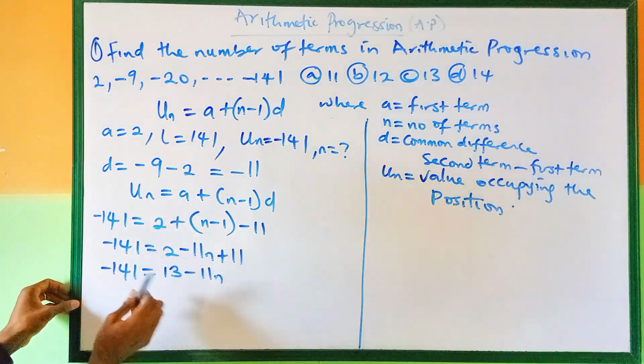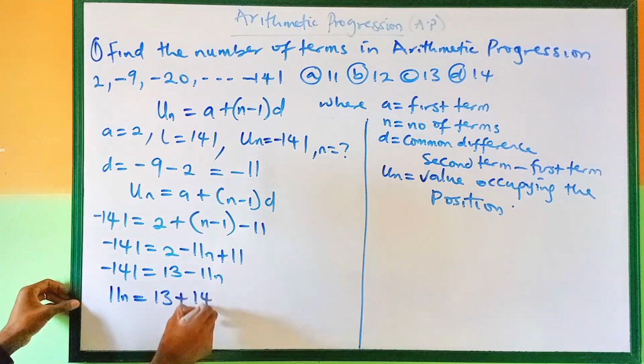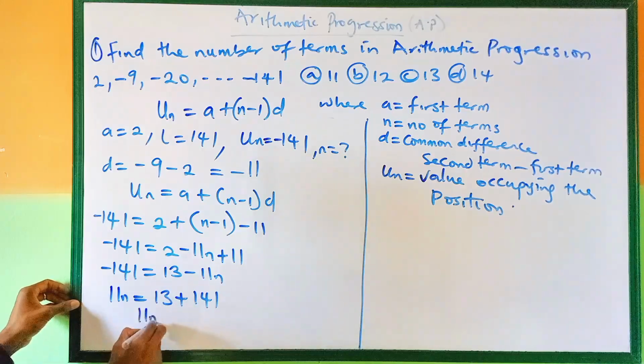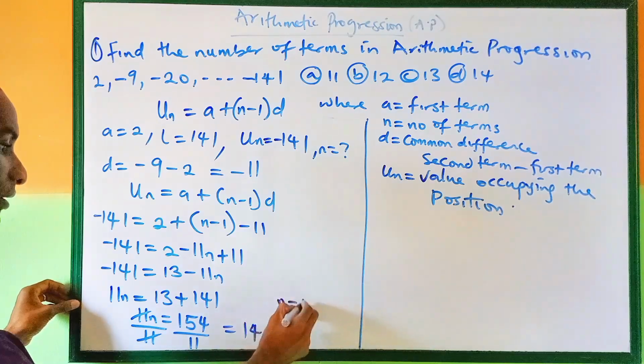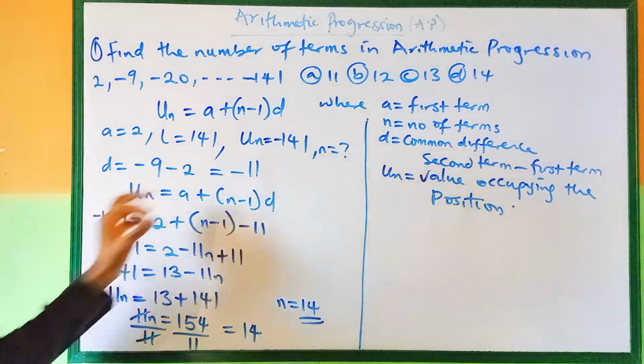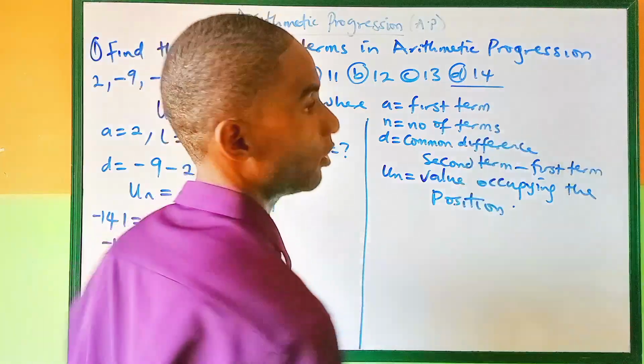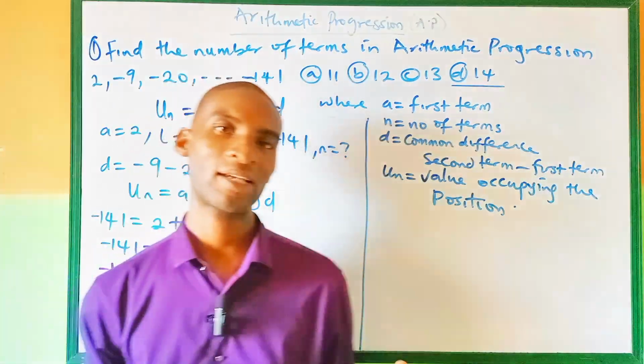So if this crosses here, you have 11n equals 13 plus 141. So 11n will be equal to 154. Divide both sides by 11. 11 into 15 is 1, remainder 4, into 44 is 4. So our n is equal to 14. Can you see there is 14 in the options? That is the answer to the question.